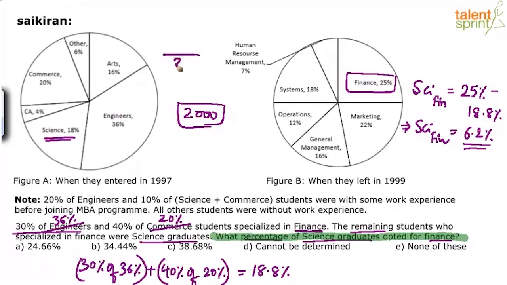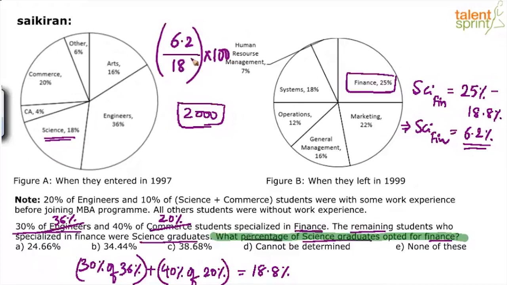Science is how much? 18%, sorry. Actually it is 18% of 2000, but I'm not worried about that 2000 calculation. My answer would be this: out of 18% students in science stream, 6.2 opted for finance. So 6.2 by 18 into 100. Strictly speaking, this should be 6.2% of 2000 and this should be 18% of 2000. Yes or no?